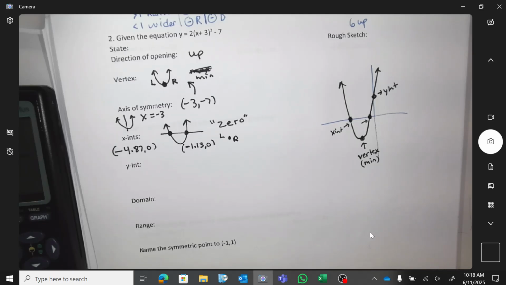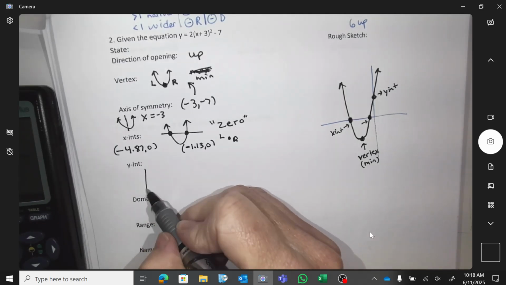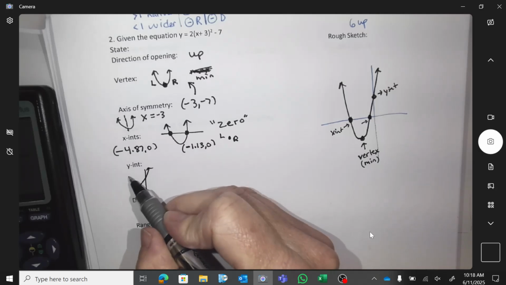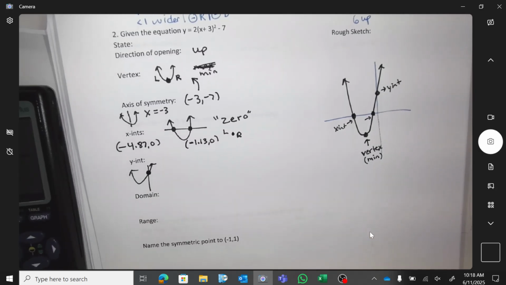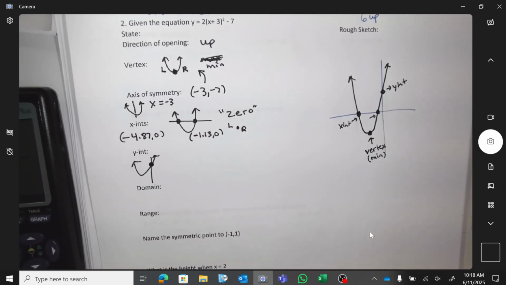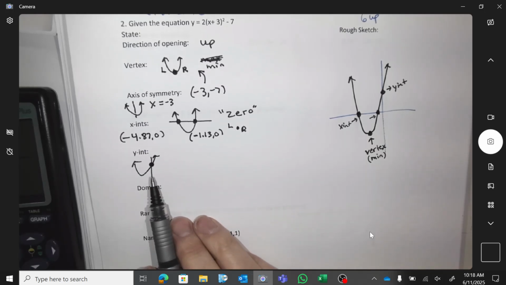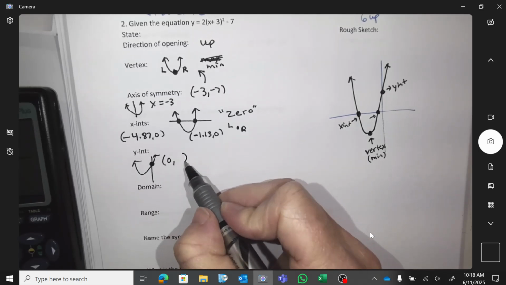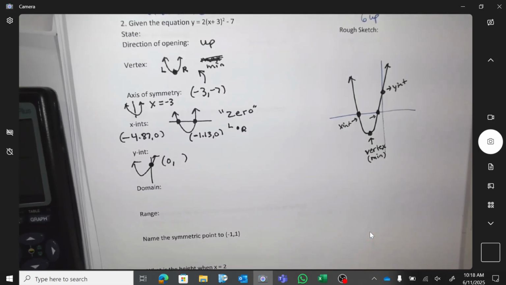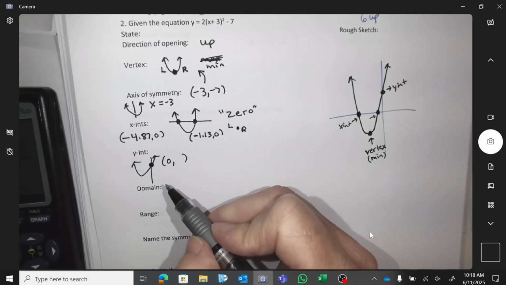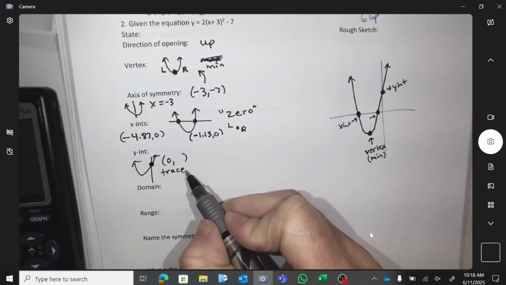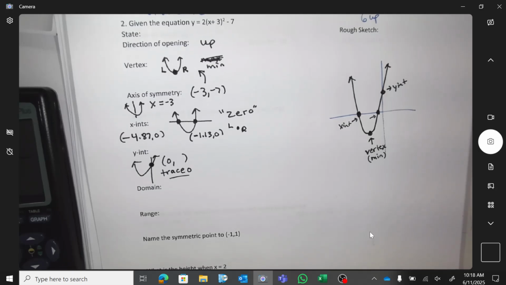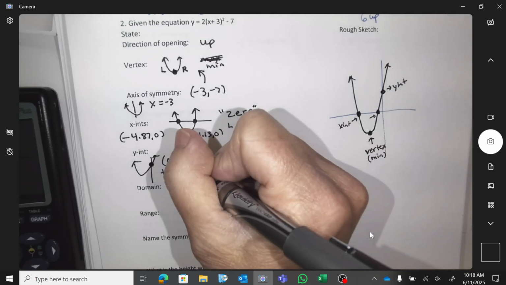Okay, how did we do? Okay, next is the y-intercept. What do you do to get your y-intercept? Well, my y-intercept is going to be 0, comma something. I know that for sure. So what should I do? Trace 0. Just tell my mouse. When you know that x value, you can just tell your mouse to move there.